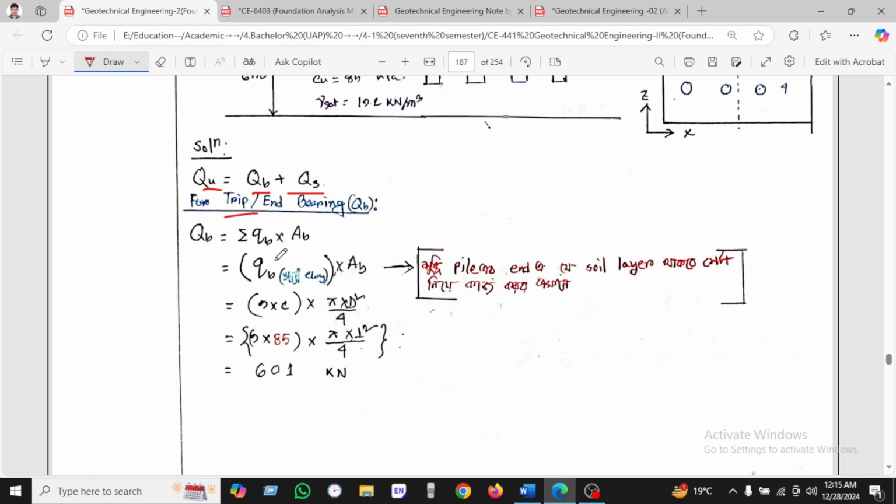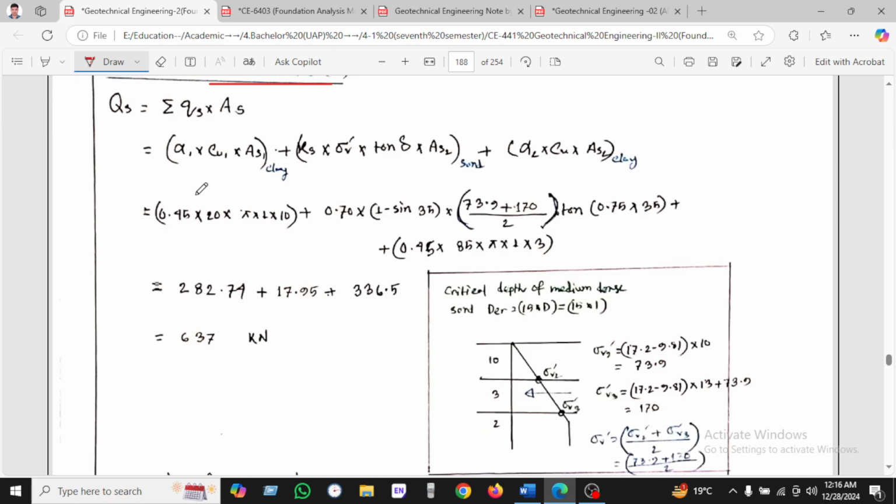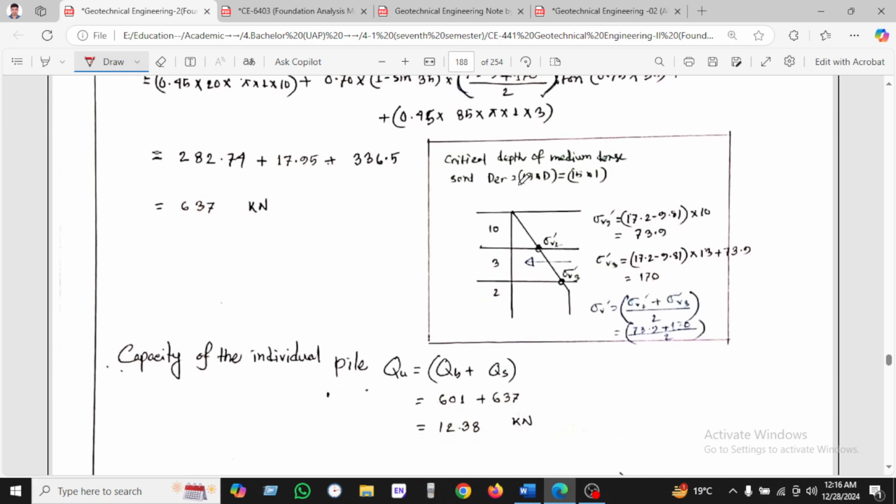So yield bearing will be Qs equal to alpha S. So Nc into A, which is pi d square by 4, and found 601 cubic feet. And the skin resistance: we know the critical depth of footing 10D, which is 15 into 1, and found 17 minus 2.2, 9.92, need to use 72.9. This is the point.